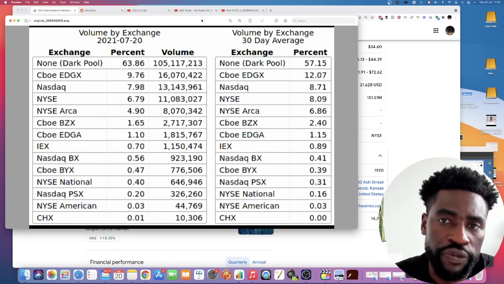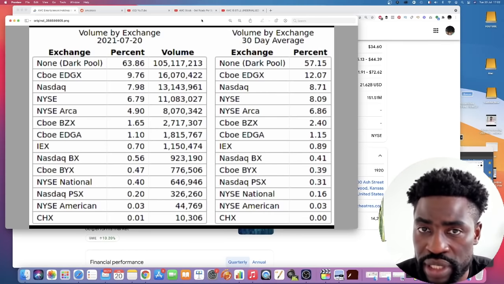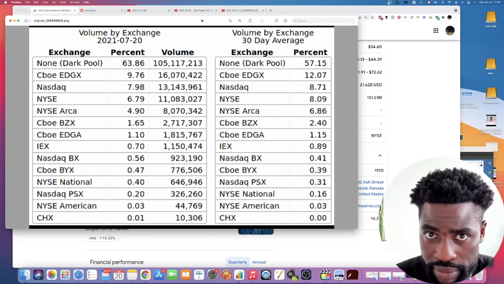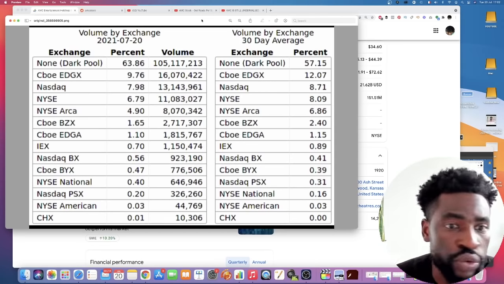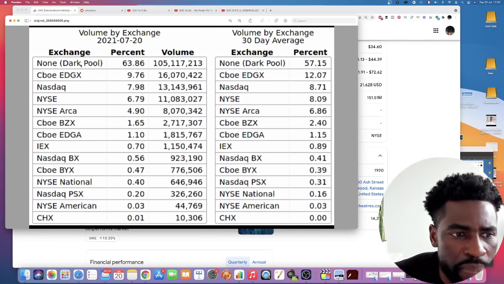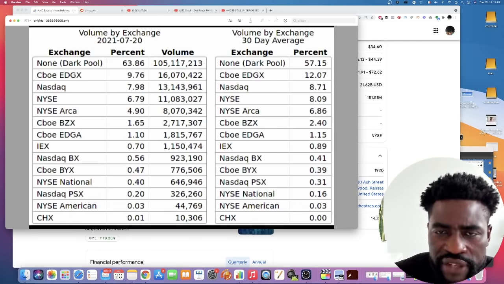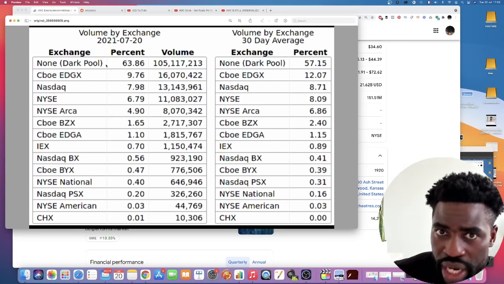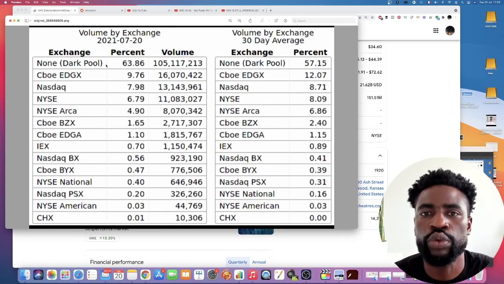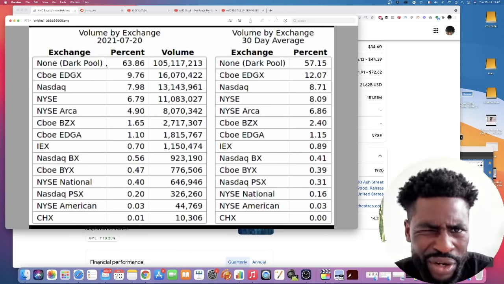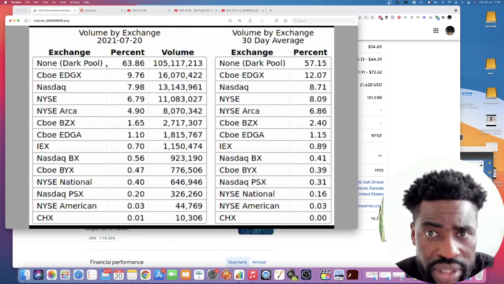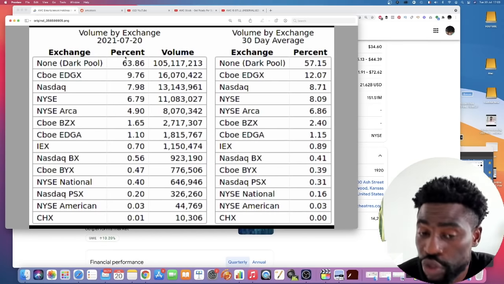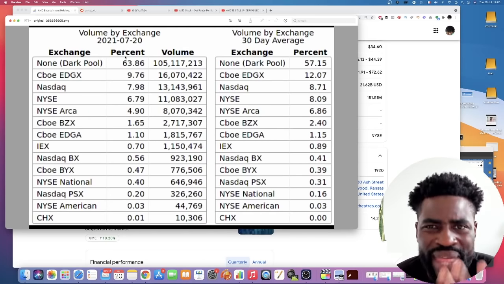But this is another proof that, first of all, everything happens in the dark pools, okay? And second, everything is taking place here. Look at the biggest volume in the dark pool, okay? If you're still doubting that the real share price, based on actual supply and demand, is not around 4,000, 5,000, or even 10,000, then I don't know what you need in order to grasp that reality, okay?